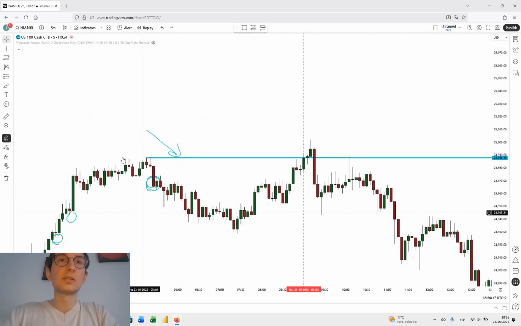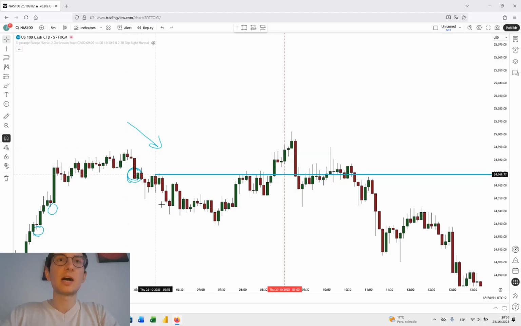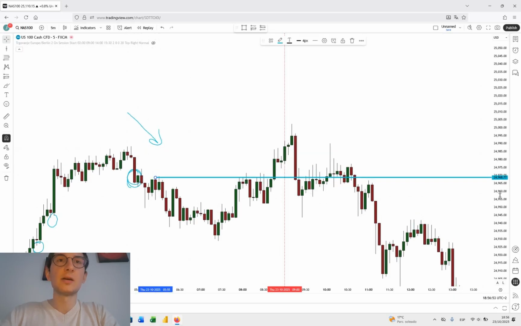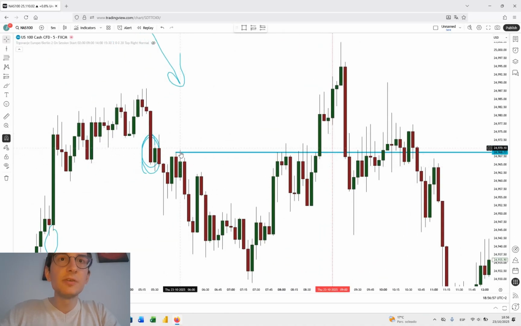So let's go. Let's measure. We have a high here. We have a high here. We have a high here. Careful. Even though we went up above this line, we still haven't closed. We need to close in order for us to do a break of structure.